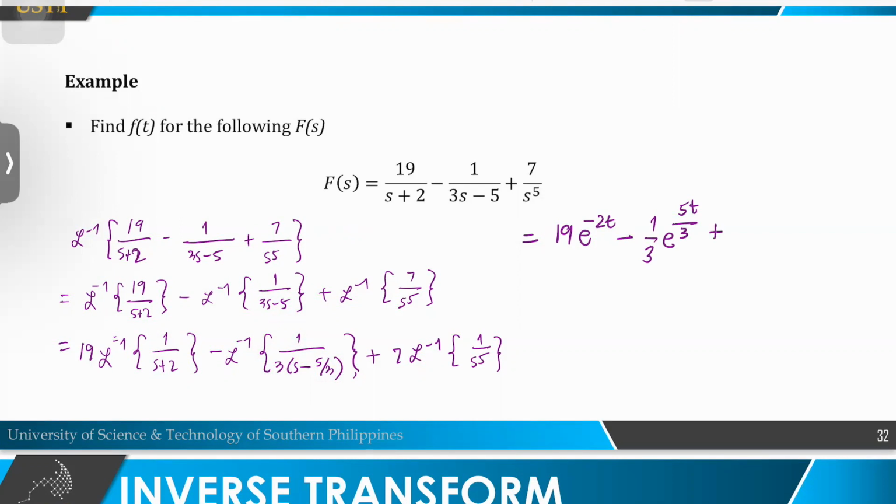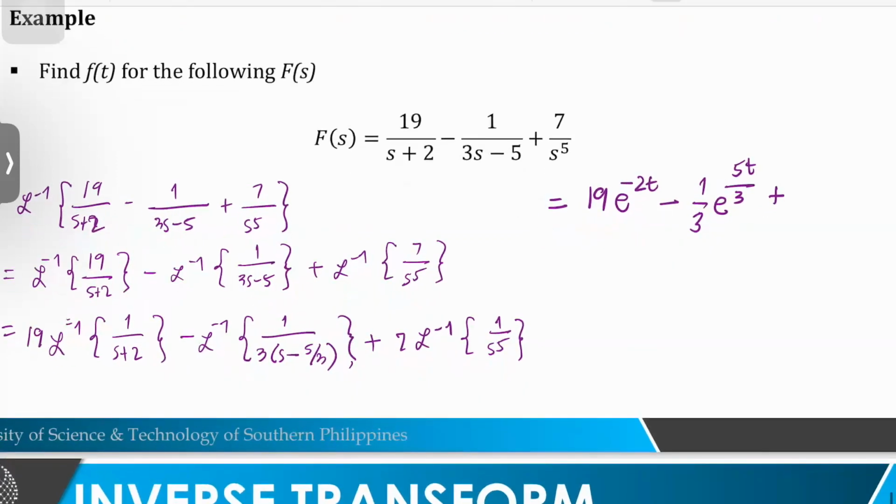Now, this next one is a bit tricky. How are we going to get the inverse Laplace of 1 over s to the fifth? If it were s squared, it could be cosine, sine, hyperbolic cosine, right? And so on. But in this case, what function can we relate it to? We can relate that to t to the n.